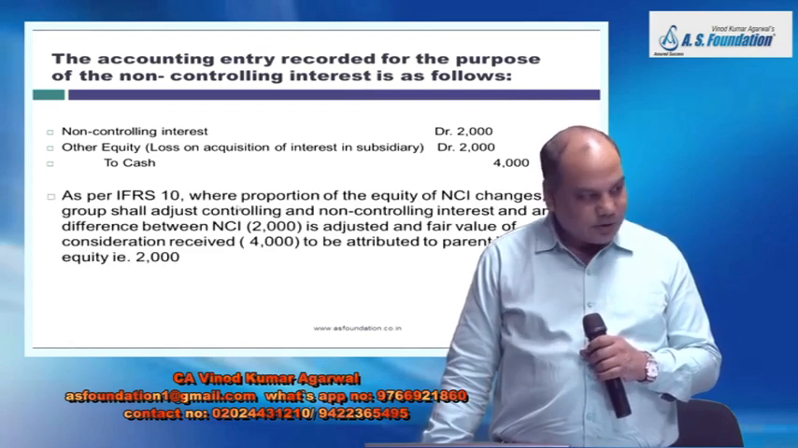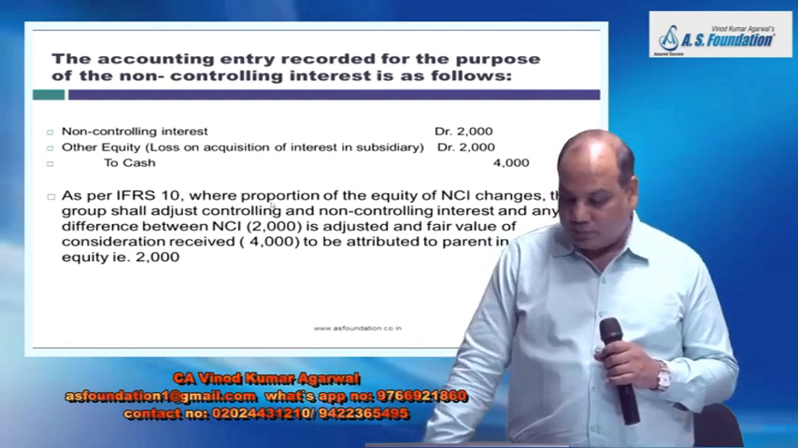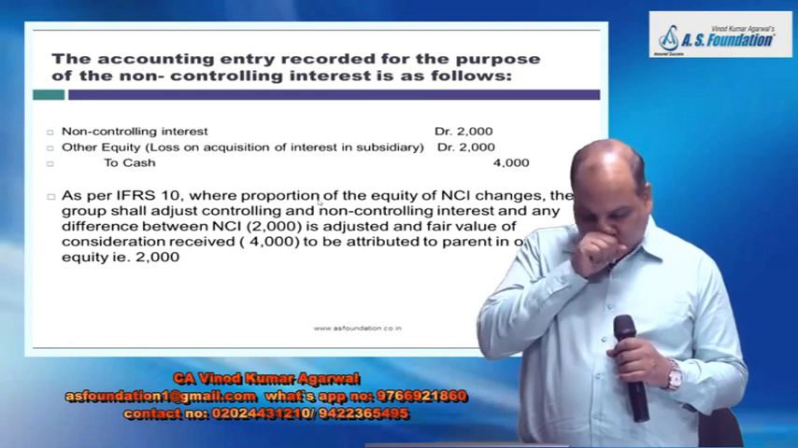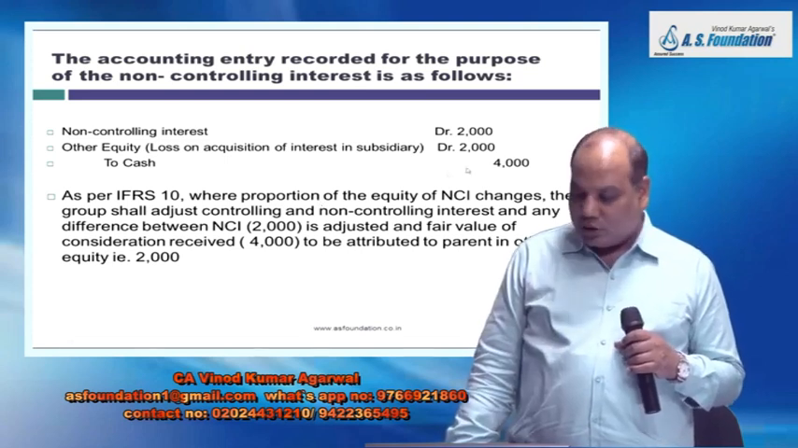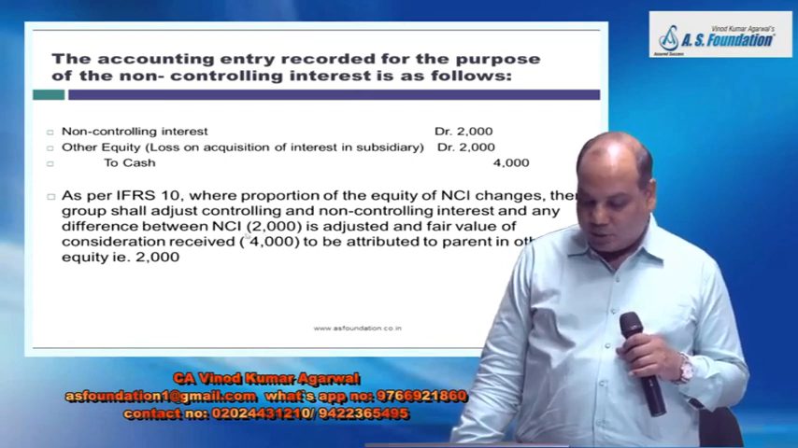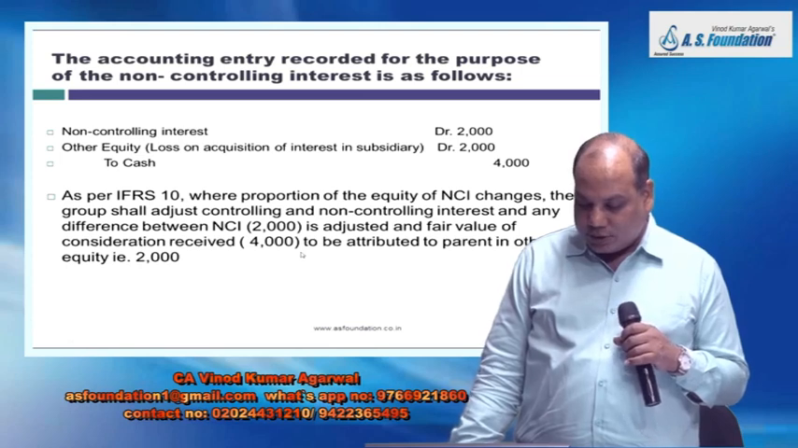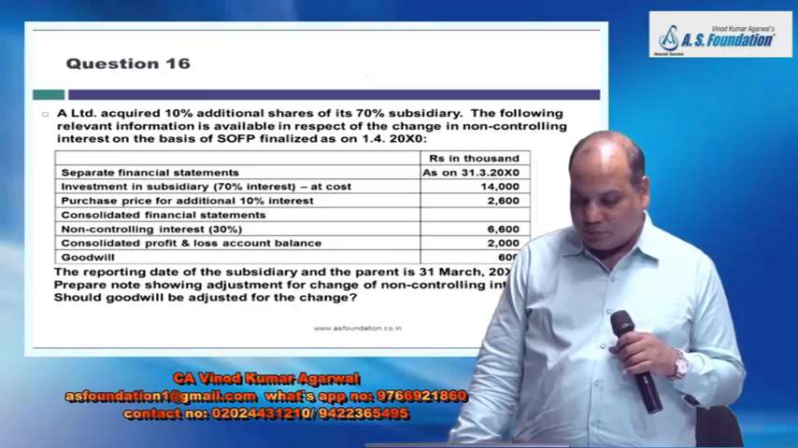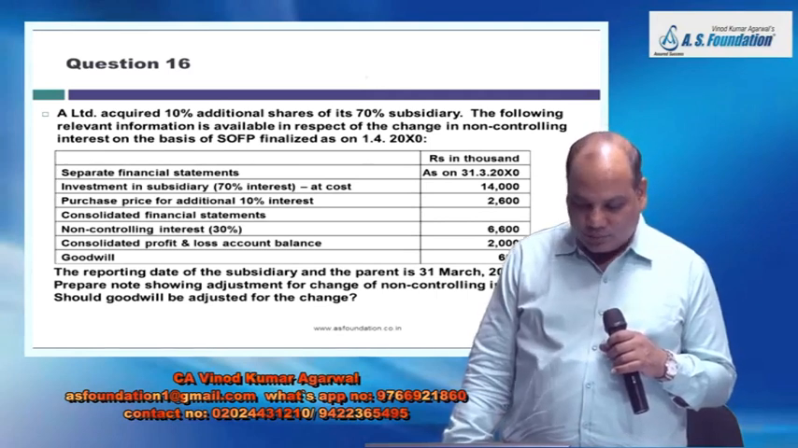As per IFRS 10, where proportion of equity of NCI changes, then group shall adjust controlling and non-controlling interest. Any difference between NCI and fair value of consideration received will be attributed to parents' other equity, that is rupees 2,000 loss.